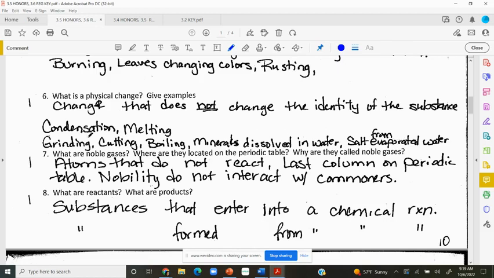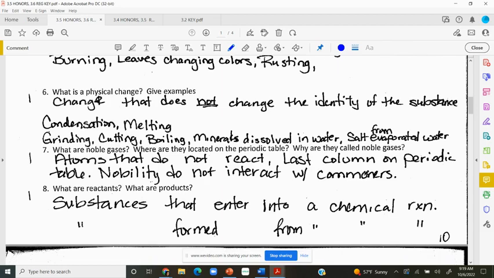Remember, all phase changes are physical changes: boiling, melting, freezing, sublimation, deposition, vaporization. All of those phase changes are physical changes. Noble gases do not react. They are the last column on the periodic table, and they got their name because the nobility don't interact with the commoners.